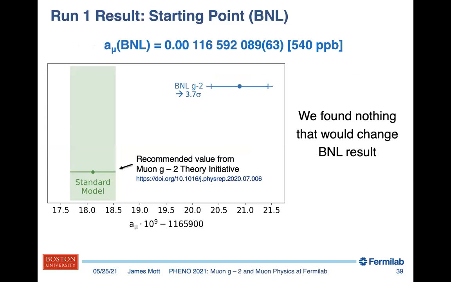So just as a starting point, here's a plot with the standard model on it. This is the recommended value from the theory initiative. And here's the Brookhaven value, 3.7 sigma away. So with different people, a lot of different equipment and different beam, we found nothing that would change this Brookhaven result significantly from where it stood. So that stands as it always was.